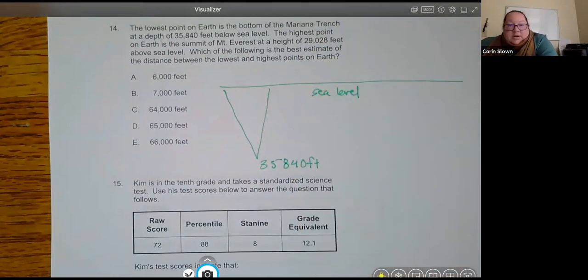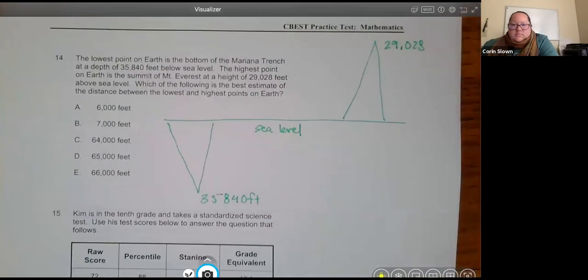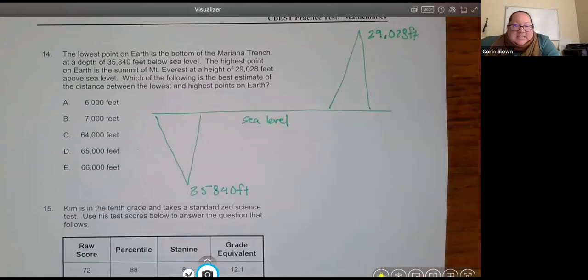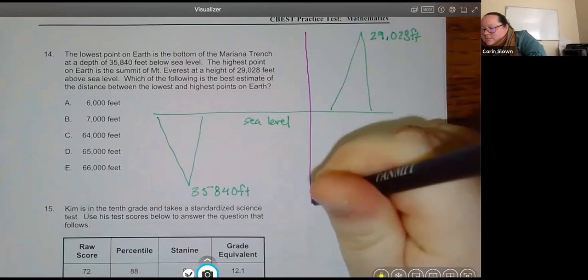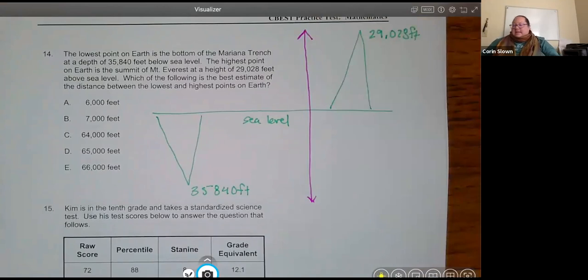The highest point on Earth is the summit of Mount Everest at a height of 29,028 feet. And it says, which of the following is the best estimate of the distance between the lowest and the highest points on Earth? So if I'm thinking about that, the distance is actually that length. So I'm going to want to add those two numbers together.